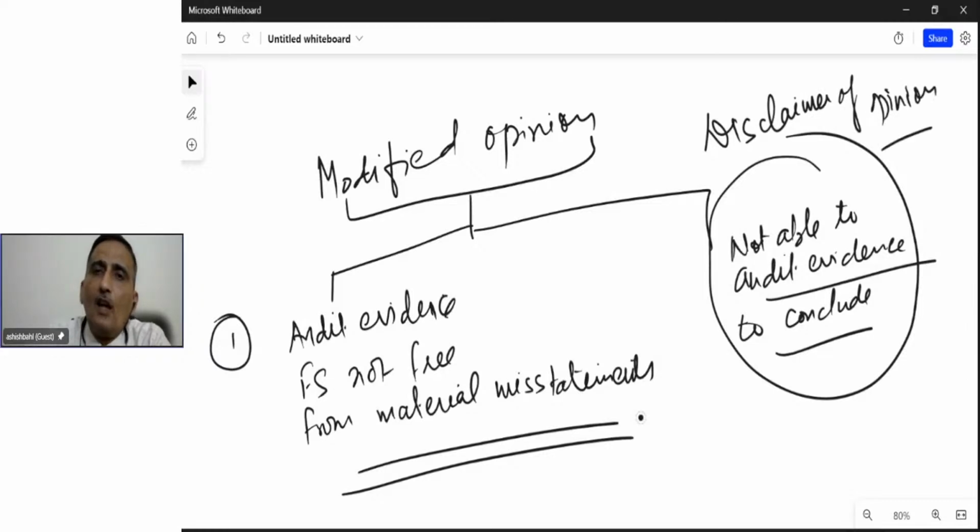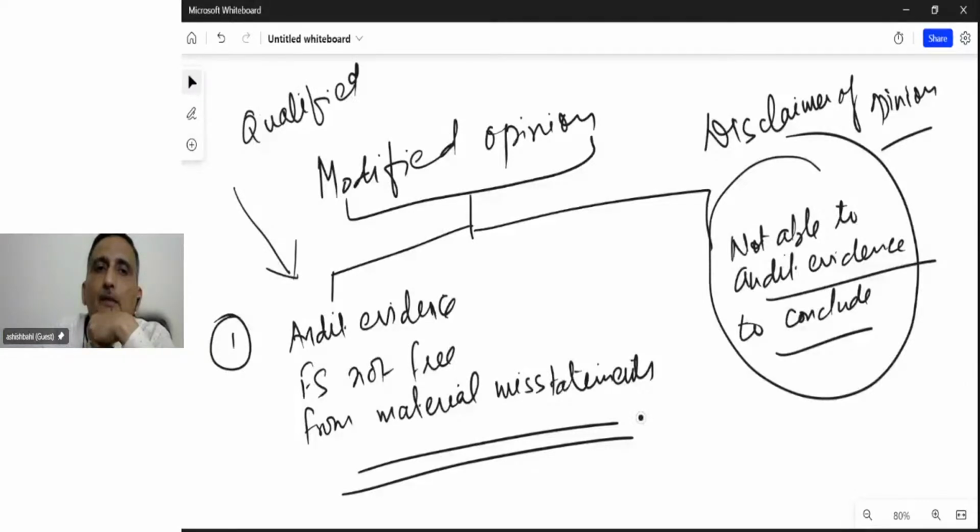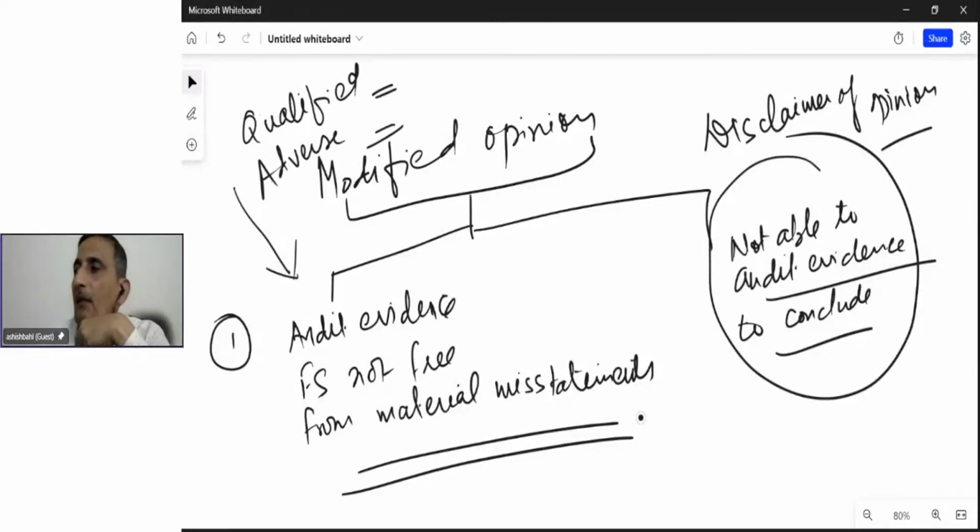Disclaimer means, now all these things, guys, we shall be reading in detail on Tuesday relating to modification of opinion, but here at this stage I am just touching these things. Okay, so but where he has obtained the audit evidence that financial statements are not free, he has got something in his hand to prove that there are material misstatements in the financial statements, then he gives either a qualified opinion or an adverse opinion. So we would be studying all the difference between these. What is qualified opinion? What is adverse opinion?